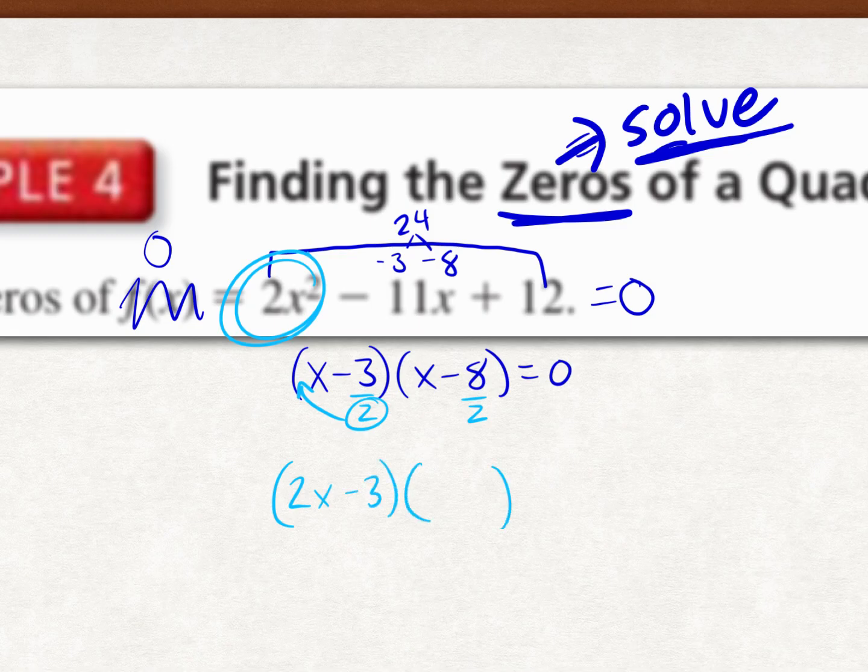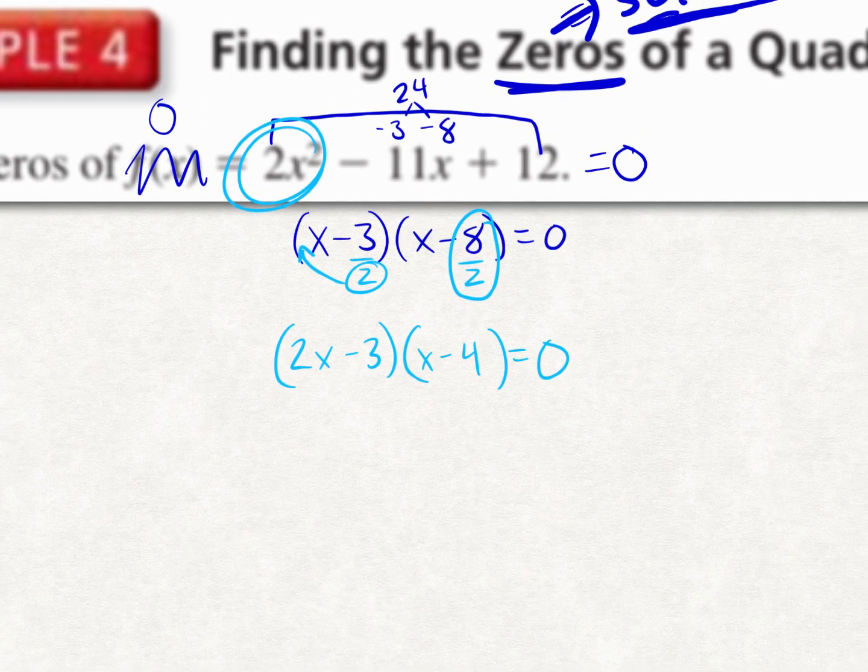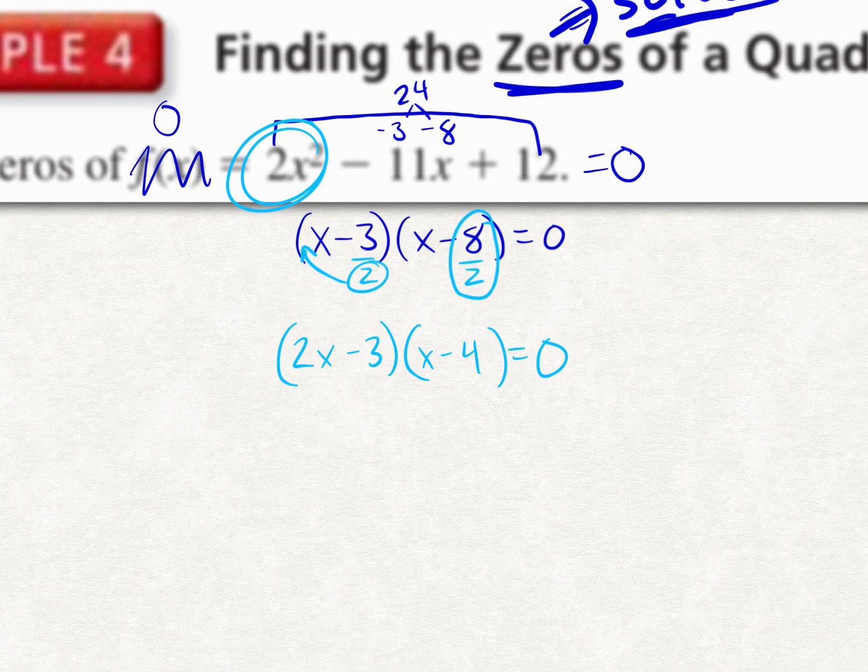In the second parentheses, I can simplify, so this would be x minus 4. So then from here, I just set each of my little equations equal to 0. So 2x minus 3 is equal to 0, and x minus 4 is equal to 0. Then we solve for x.